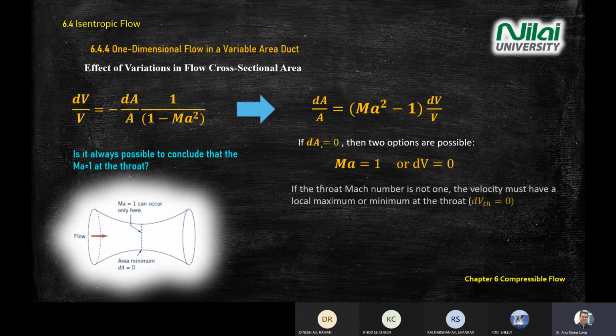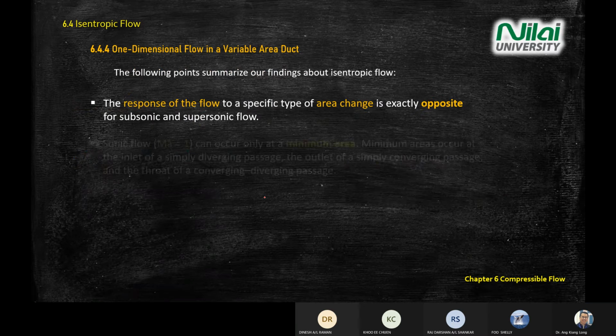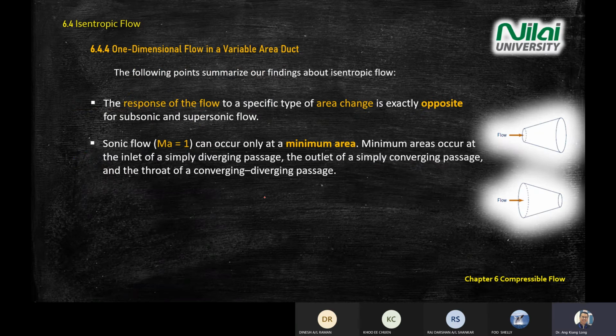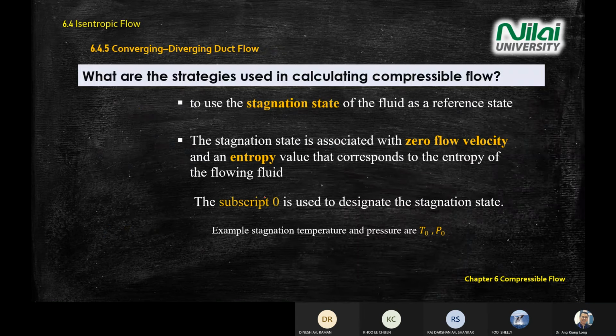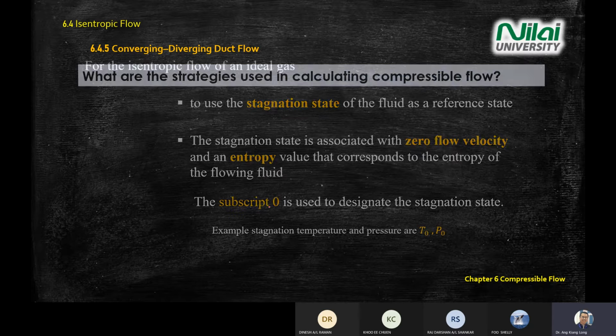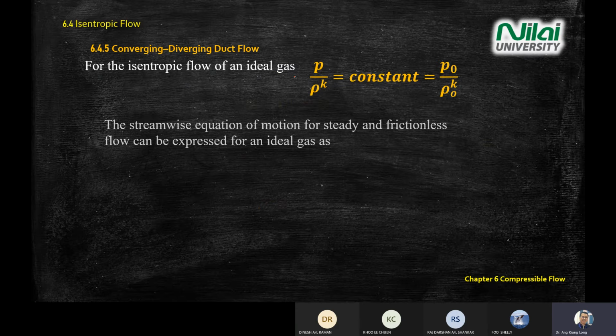These are the equations that we use to prove the question. The rest you can read. The next one is on the calculation for the converging diverging duct. We will use stagnation states to calculate. So let's look at one example. These are the calculations that we're going to use.